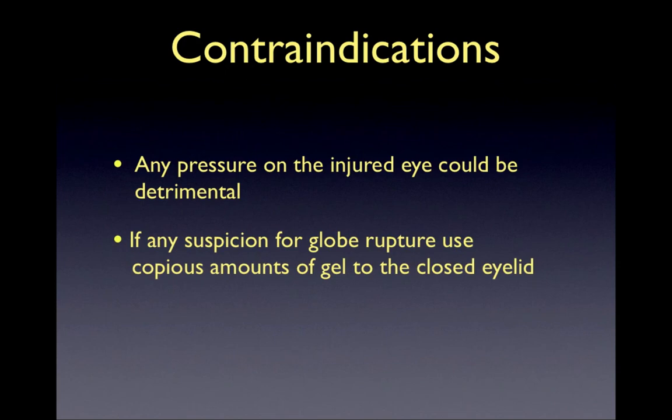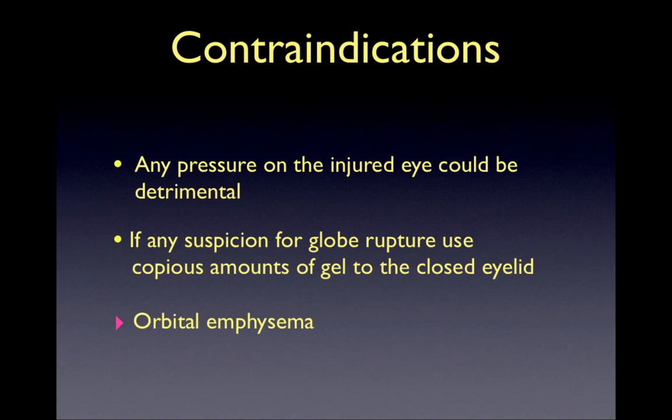So in those cases, the reason we don't want to perform ocular ultrasound is that any pressure on the injured eye could be detrimental. If there's any suspicion for globe rupture, we probably shouldn't be performing it anyhow. But if it's low on your list, but it is still a suspicion, you want to make sure you use copious amounts of gel to the closed eyelid. So you can still transmit the ultrasound waves through the gel without applying any additional pressure. It should also be performed by someone who has some experience to make sure that absolutely no additional pressure is applied to the probe.